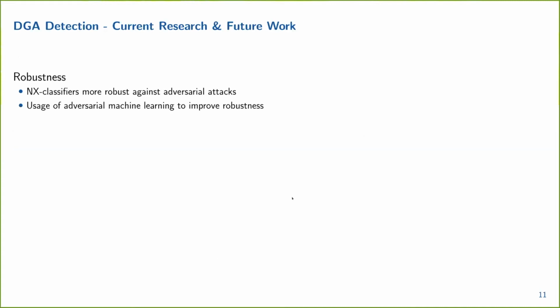Now I briefly mention current and future work. In the future work, we want to improve the robustness of the DGA classifiers against adversarial attacks. In a preliminary study, we already showed that the NX classifiers are more robust against adversarial attacks compared to classifiers that are trained on resolving traffic. Here you already get the advantage of using NX data, as for instance the activity of DGA is detected earlier than it can actually partake in any malicious action, as it's still trying to resolve to a valid command and control server IP.